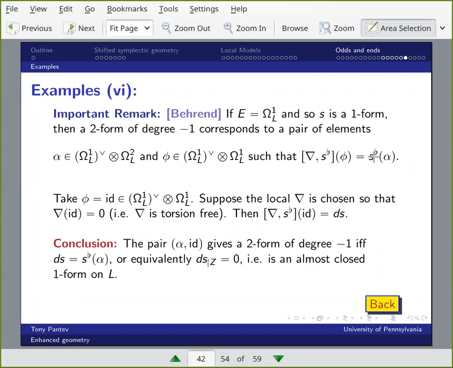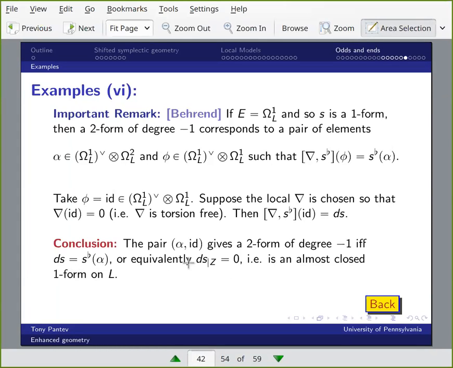And if you take phi to be the identity and you choose your connection locally to be torsion free, so that the derivative of the identity is 0, then this says that this commutator acting on the identity is the derivative of the section, which means that this one form alpha, together with the identity, is a closed two-form of degree -1 if and only if dS is the contraction of the section with alpha. So this is what's called an almost closed one form.